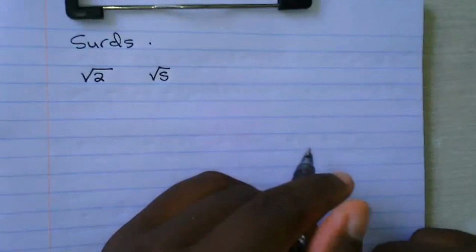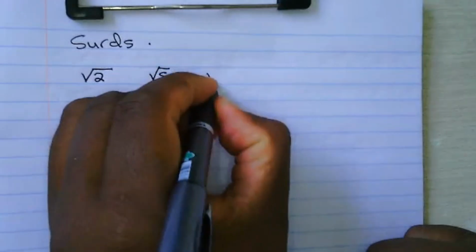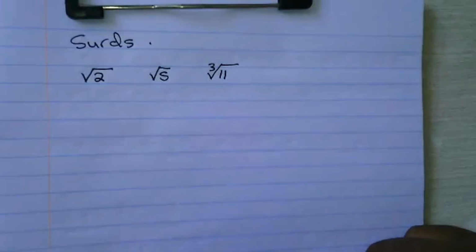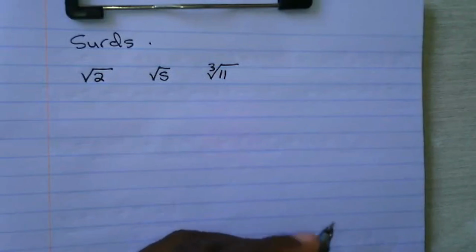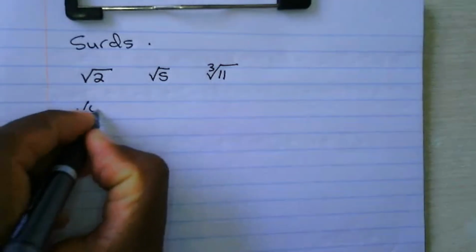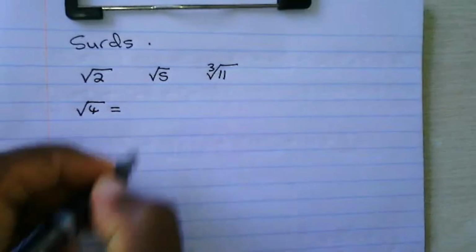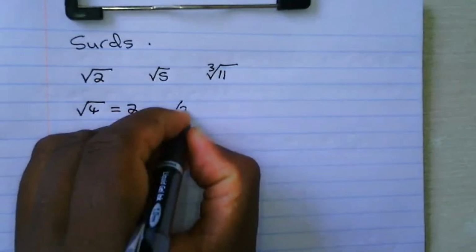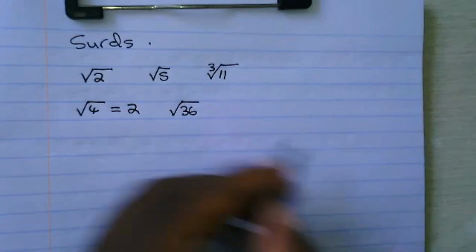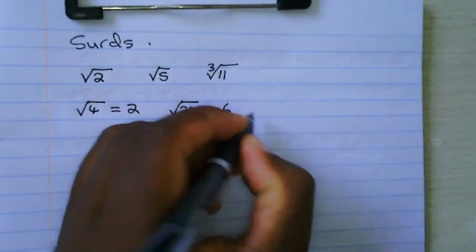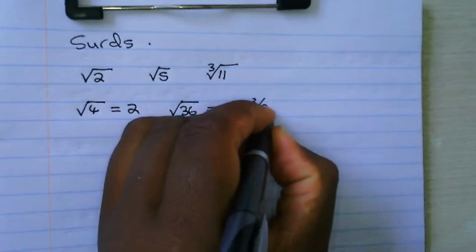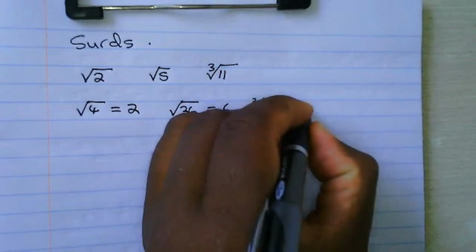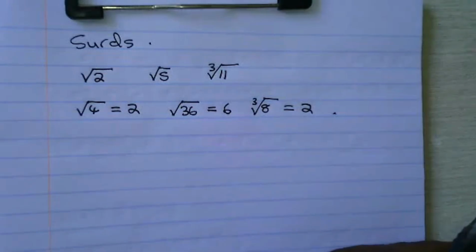Square root of 5, this is a surd. Cube root of 11, this is a surd. But square root of 4 is not a surd because it can be simplified to 2, and square root of 36 is not a surd, it can be simplified to 6. Cube root of 8 is also not a surd because it can be simplified to 2.